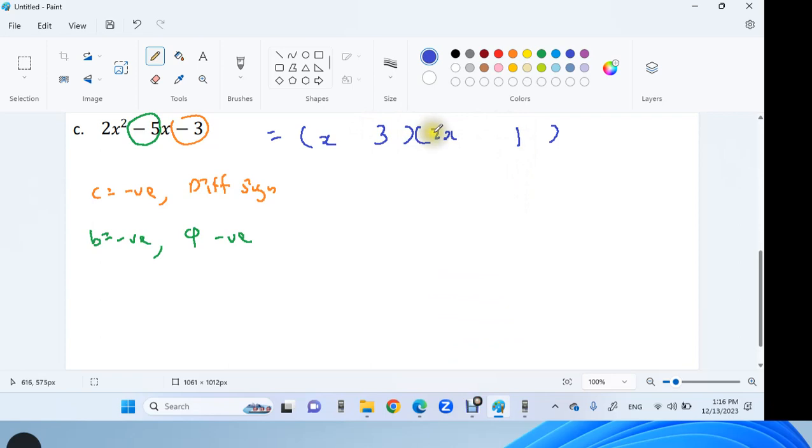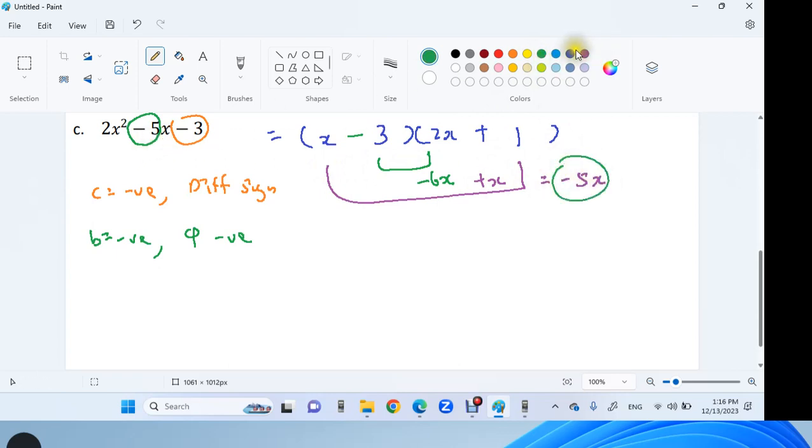3 times 2 is 6. So this is negative, so we have negative here. So that this will become negative 6x. The other one will be positive. Then this one is plus x. So the total will become negative 5x. And this is same with this one. This 2, 3 times 2 is 6. 6 is larger than x. So B is negative, so the larger value we put negative.